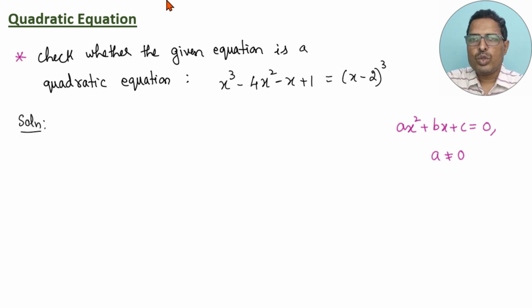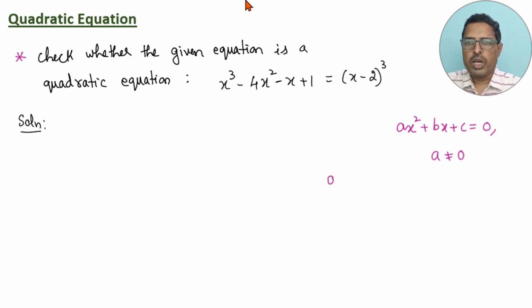Now let us try to check whether we can reduce this equation to this particular form. We'll retain the left hand side as it is. On the right hand side, if you observe, this given expression is in the form of a minus b whole cube. So let us write down the formula of a minus b whole cube. We know this formula: a minus b whole cube is equals to a cube minus b cube minus 3ab into a minus b.